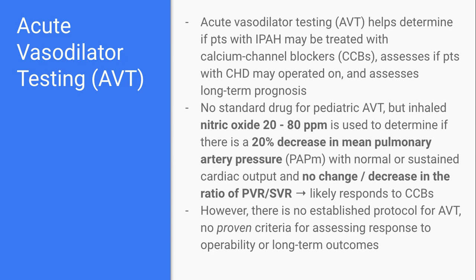There's no standard drug for testing, but usually they give inhaled nitric oxide 20 to 80 parts per million. And if there is a 20% decrease in the mean pulmonary artery pressure with a normal or sustained cardiac output and no change or decrease in the ratio of the PVR to SVR, then usually this patient will respond to a calcium channel blocker, and you could consider treating if they're over the age of 1.